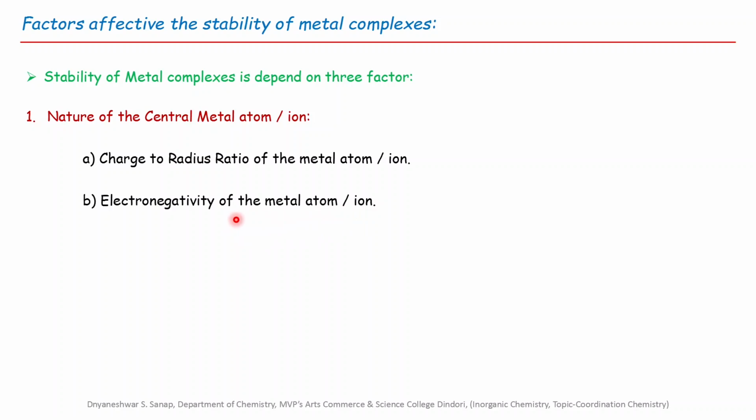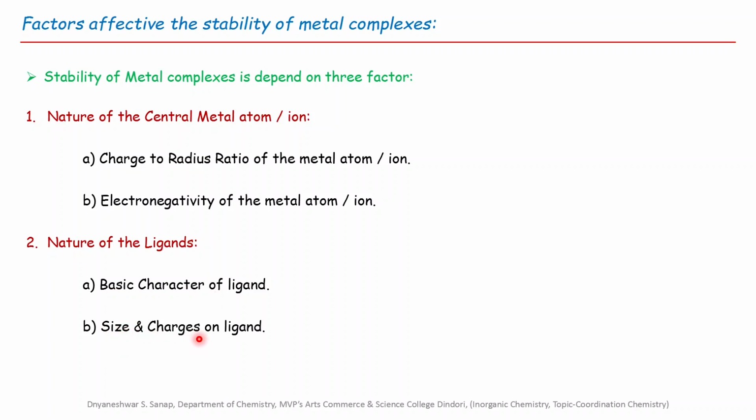The second most important factor for the stability of a metal complex is the nature of the ligand. This point is subdivided into 2 subpoints, that is the basic character of a ligand, and the size and charge on the ligand. And last but not the least, the factor which affects the stability of a metal complex is the presence or absence of chelate formation. Let us see these factors one by one.